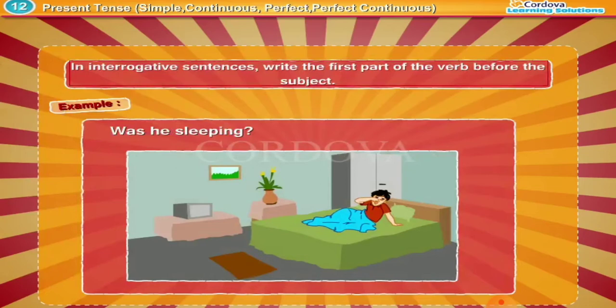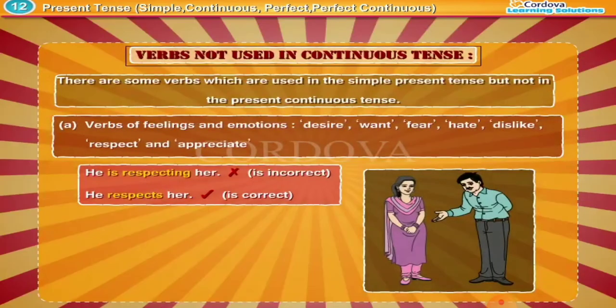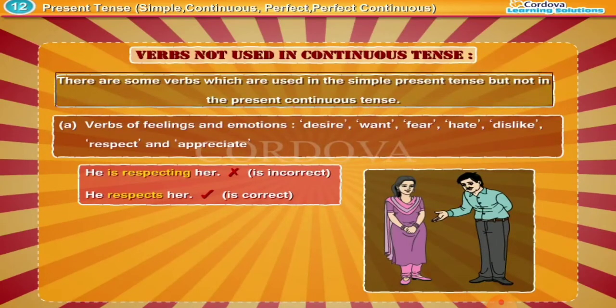In interrogative sentences, write the first part of the verb before the subject. Example: Are books not sleeping? Used in continuous tense. There are some verbs which are used in the simple present tense but not in present continuous tense.